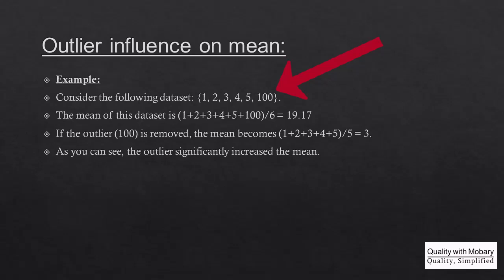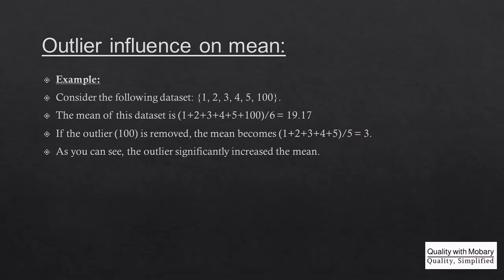So we have our dataset here, 1, 2, 3, 4, and 5, and then there's 100. If you get the mean for this one, you add all the numbers and then divide by the number of values, and then you get 19.17. You might think that this number is totally fine. However, if you remove this outlier, if you remove the 100, the mean becomes 3. As simple as that. If you add up 1, 2, 3, 4, and 5, and then divide by the number of values, which is 5, you get 3. So you can see the difference between the 19.17 and the 3. This explains how an outlier might influence how you calculate the average, right?